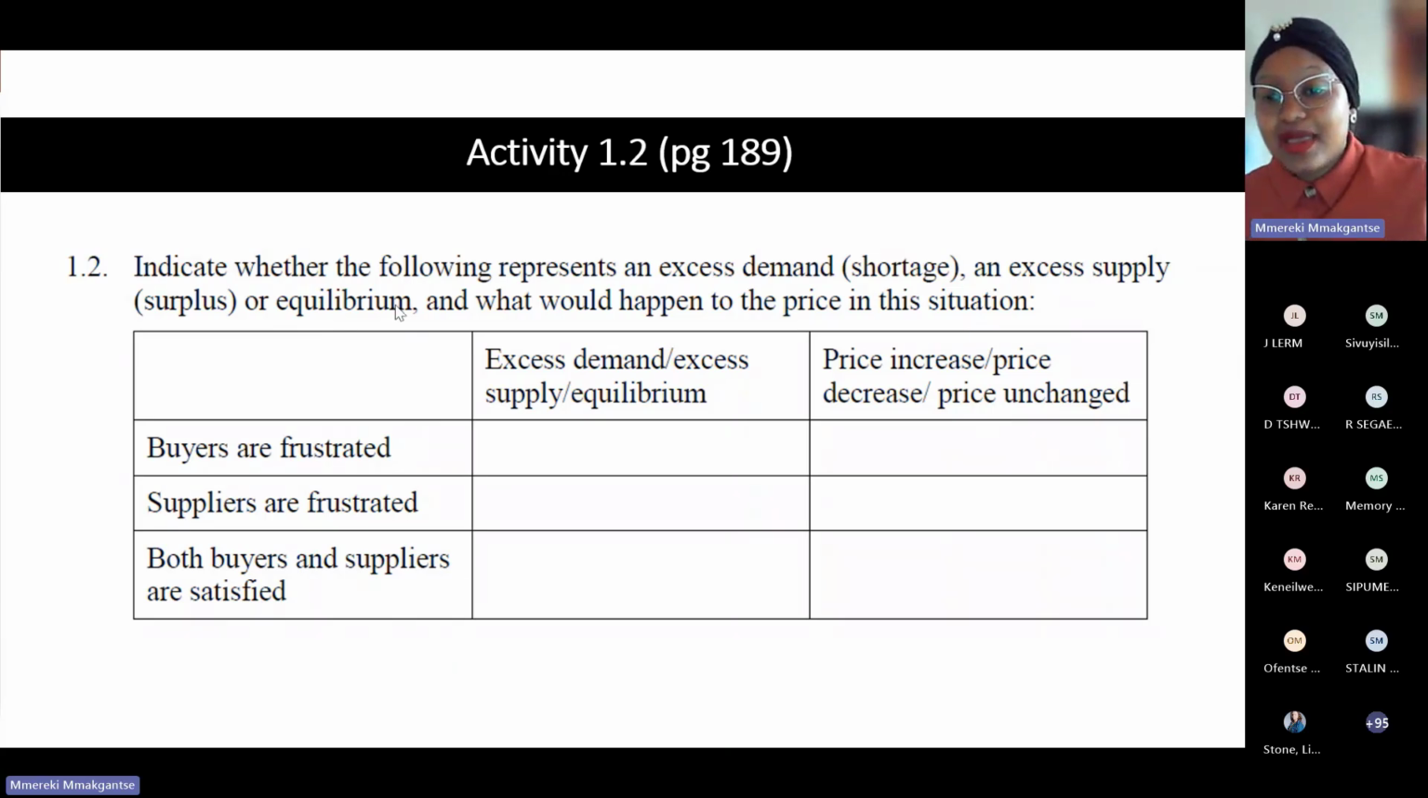Now let's look at the price increase. What will happen if buyers are frustrated? Remember, we said that there will be excess demand. Now, what did I say about excess demand? Does excess demand increase the price, decrease the price, or is the price unchanged?